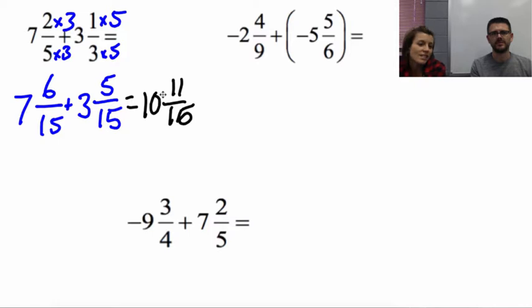10 and 11/15, that's a 5. It is simplified. 5, I swear. So we are done. Looking at the next problem, it is same sign, so you are going to add.